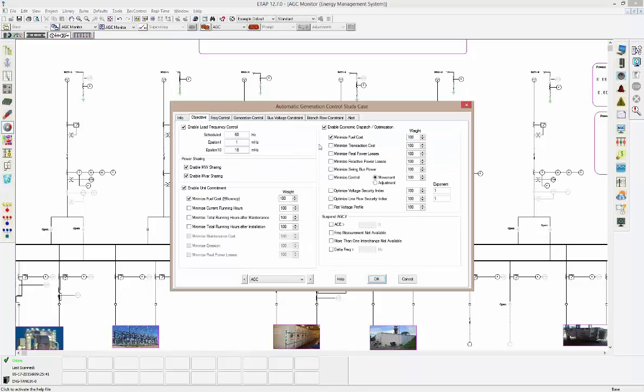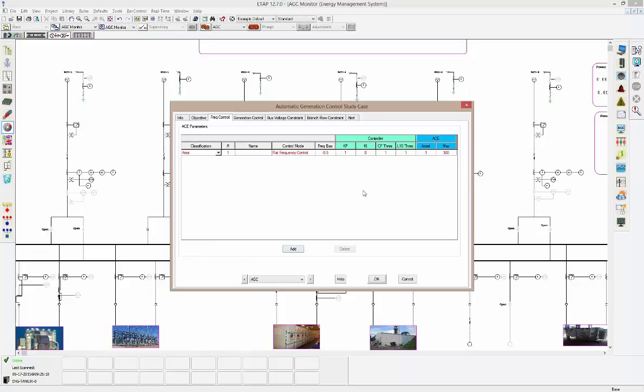The most important one is the objective page, where we essentially define our objectives for frequency control, whether the power sharing is enabled or not, our objectives for starting and stopping generators. As you can see, it is based on fuel cost and running hours, including maintenance considerations. And then finally, economic dispatch or optimization objectives, which is based on, again, multiple objectives such as fuel cost and real power loss and so on.